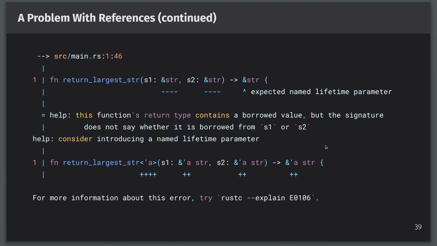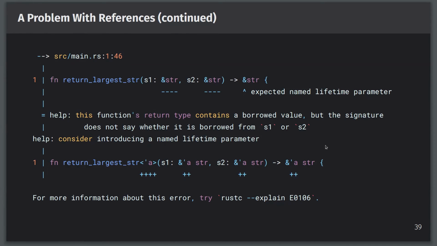How can that be a problem? How can it be a problem when you take in two references to something and return one of the references? In what situation could occur that would cause that to be an issue at runtime? Yeah. If one of the strings goes out of scope before the other, you can't know how long the string that you returned is in scope.